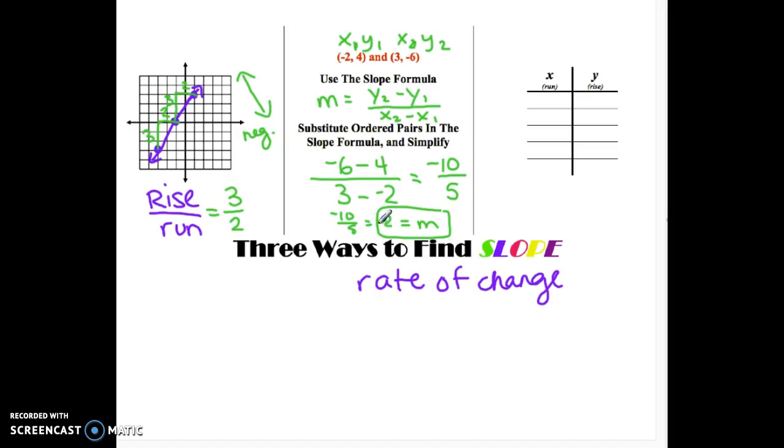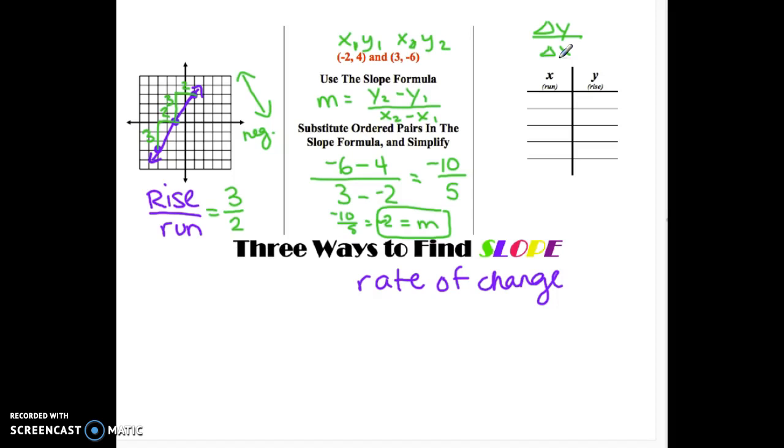And then the last common way that we'll have to find slope is by looking at a table. Again, you're still doing rise over run. It's very common when you look at a table to think of slope as change in y divided by change in x. So let's fill out some values in the table. We've done this quite a bit in class, but just as a refresher.